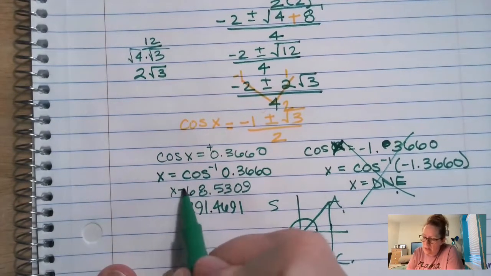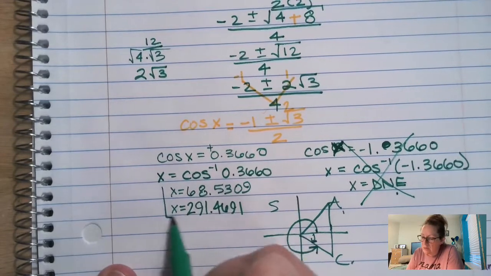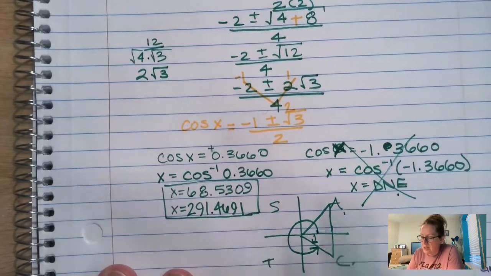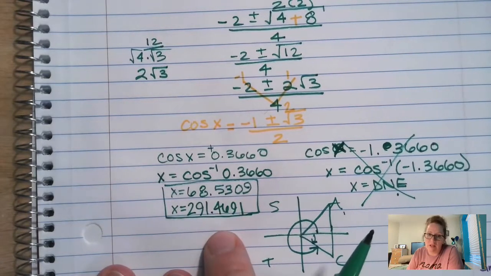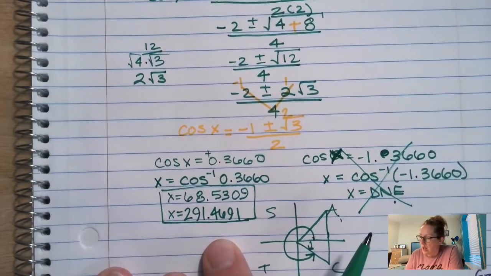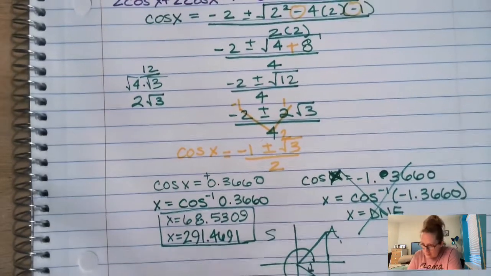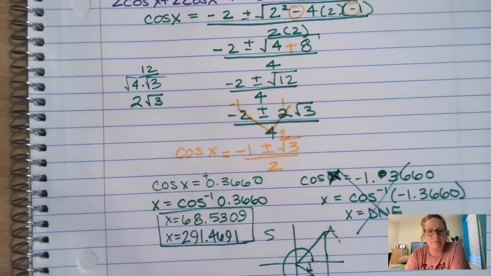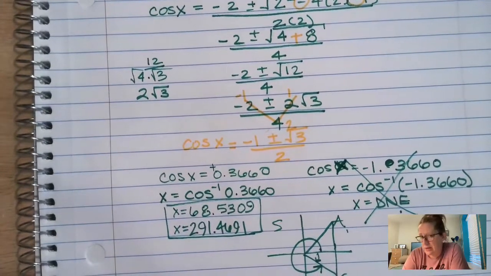Okay, so these are our answers. So these values work. Just because we get a does not exist here does not mean the whole function doesn't exist. These two values will work in the function. Okay. That is it for solving trig equations. But wasn't it fun?